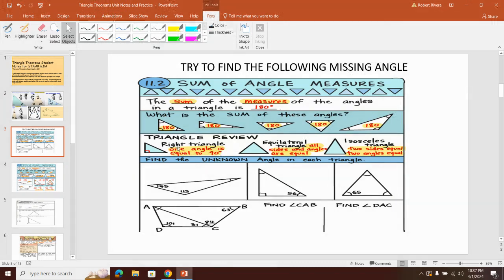The right triangle has to have 90. The equilateral, all the sides and angles will be equal, so it will be 60, 60, 60. The isosceles, two angles will be equal. The base angles will be the ones that are equal. Okay? And I want you to try these. So you'll try them first, and then the next slide will give you the answers in case you're confused.